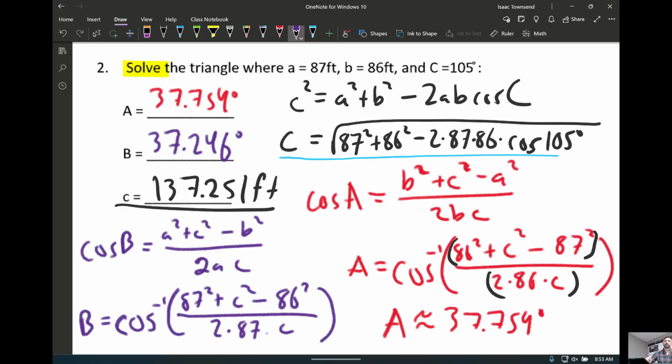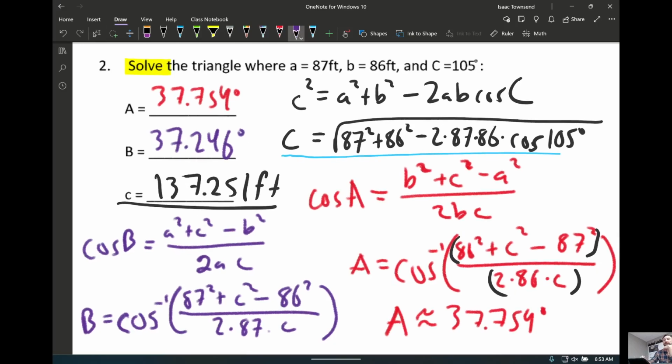Now, can anybody think of an easier way that I could have found this angle B? Right, at that point you knew 2 of the 3 angles, so you really could have subtracted those from 180 to find angle B, the last angle. That's still true, but notice the benefit of this.